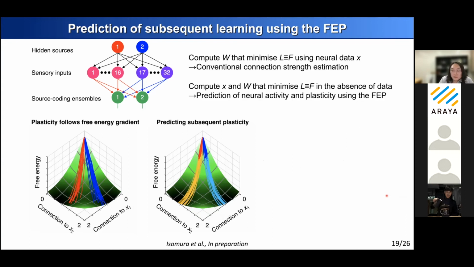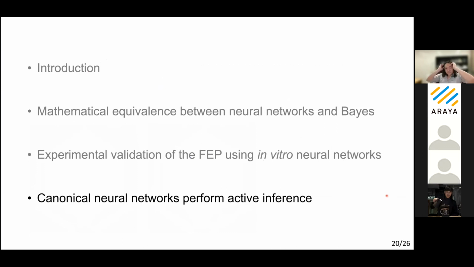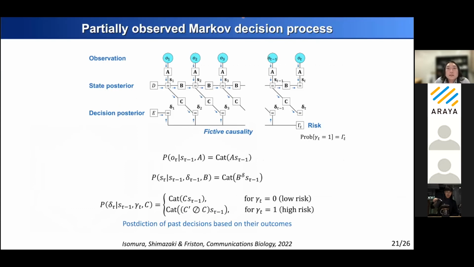Okay. So let's move on to the final part. In this part, we extend the proposed equivalence to recurrent neural networks. And to do so, we need to consider the generative process, which involves the state transition. Here, the hidden state is transformed by the B matrix, which generates the dynamics of the hidden state.